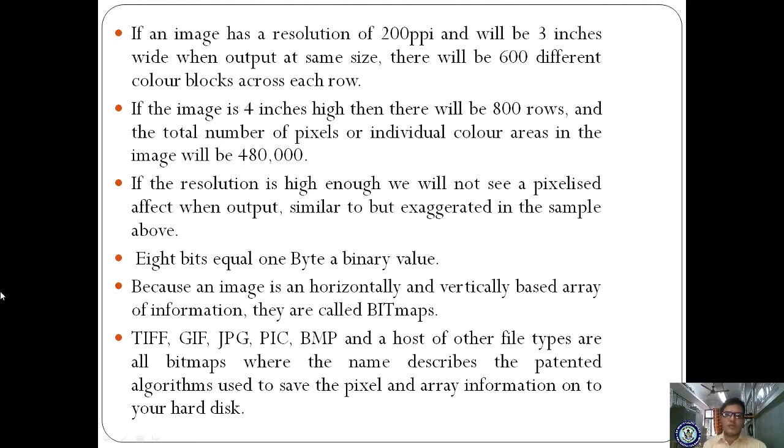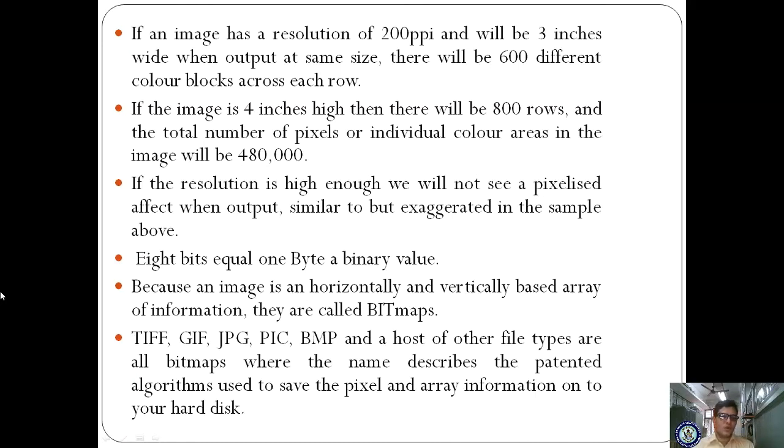8 bits equals 1 byte, a binary value. We know what a binary value is. Because an image is a horizontally and vertically based array of information, they are called bitmaps. Whatever image is a horizontal and vertical array of information, represented row-wise and column-wise, is called a bitmap.